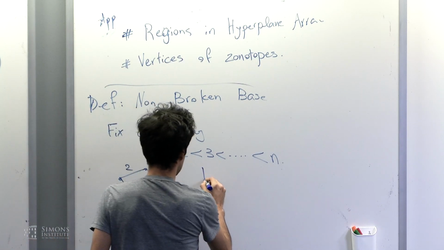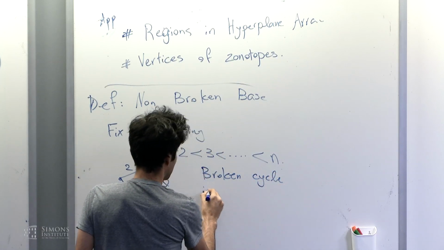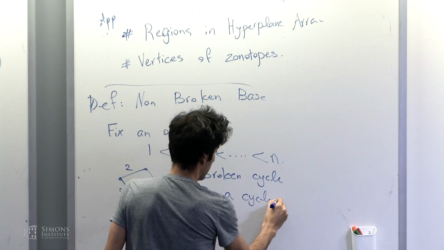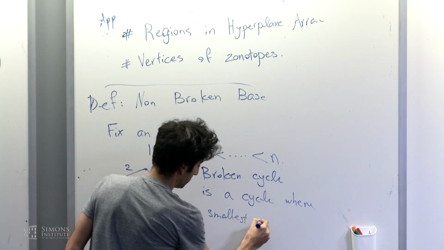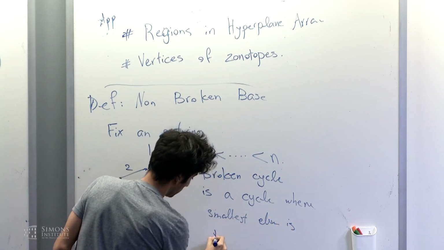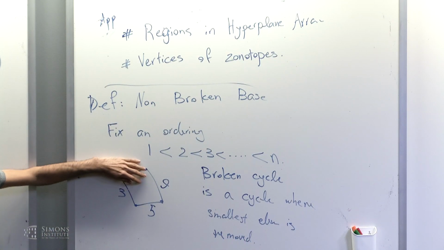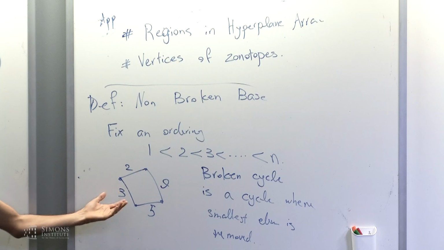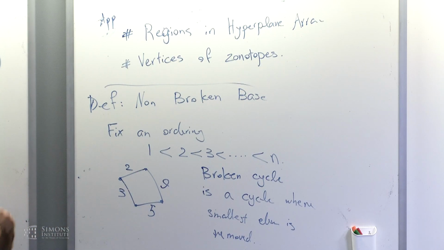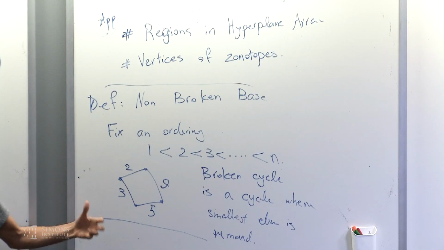So a broken cycle is a cycle where the smallest element is removed. Now, a non-broken cycle is any set which is not like that. So, for example, if I remove 3, it's non-broken. And in general, you can define a non-broken independent set. It's a set that has no broken cycle.